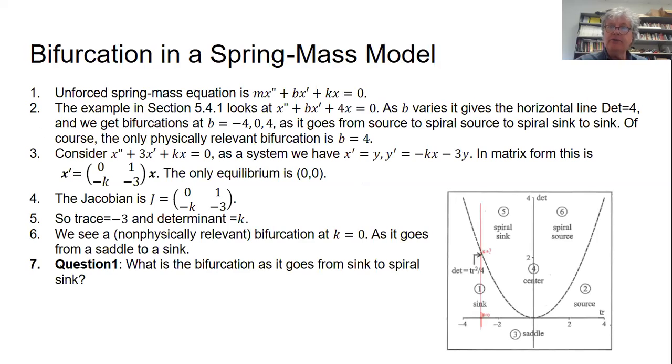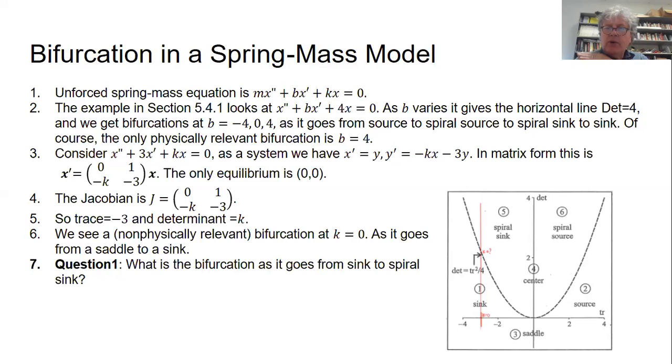Okay, so we'll start off with a system we know quite well, the spring mass model. The equation is mx double prime plus bx prime plus kx equals 0. So in the book, if you look at section 5.4.1, it looks at x double prime plus bx prime plus 4x equals 0. And as that parameter varies, you get a horizontal line in the trace determinant plane. The horizontal line determinant equals 4.